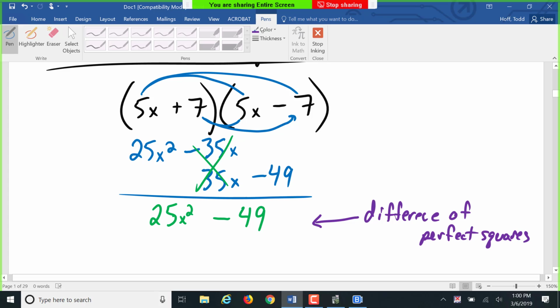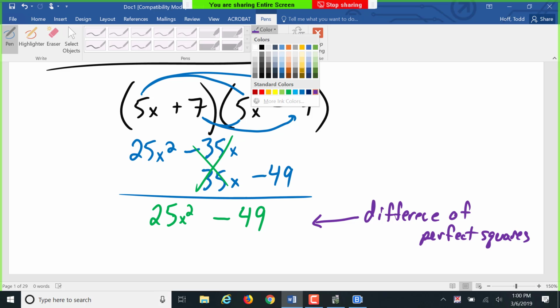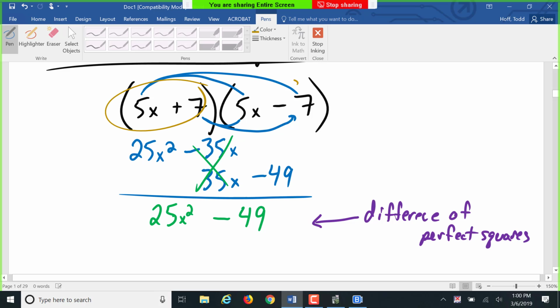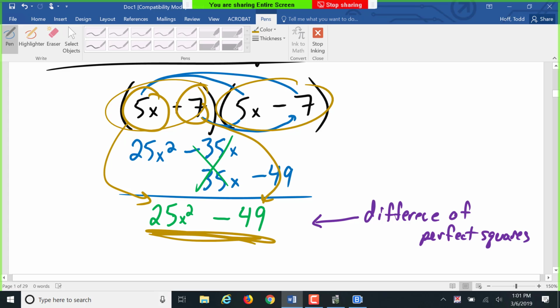And the shortcut that we noticed was to get that result when we have a sum and a difference product. It's just the first term squared. 5x, if we square that, is 25x squared. The second term squared. 7 squared is just 49. And of course, it's subtracted. It's a difference.